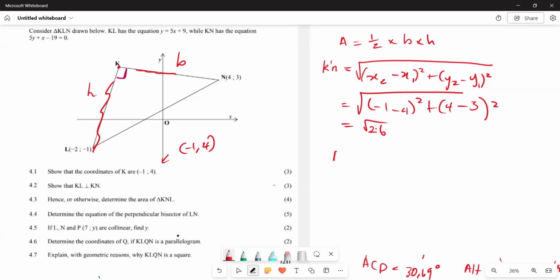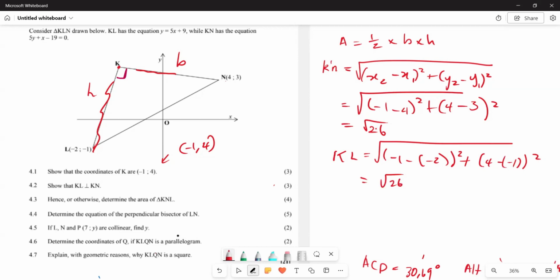Now let's say we are looking for your KL. Now your KL is going to be equal to what? Remember, we already know our distance formula. So this is going to be the same as -1 subtract -2, all squared, plus 4 subtract -1, all squared. Then what is going to be the distance? This is going to be the same as root of 26.